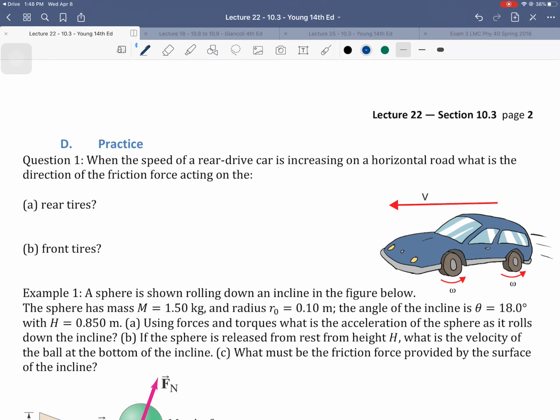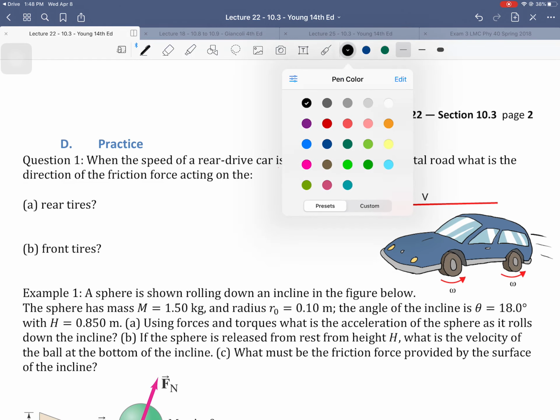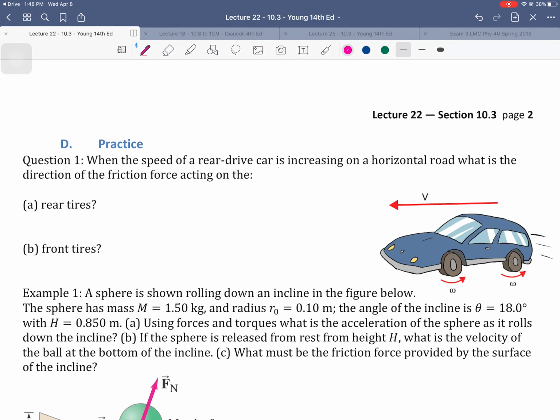So here we have a car that is increasing. Let me read the whole thing. When the speed of a rear drive car is increasing on a horizontal road, what is the direction of the friction force acting on the rear tires and the front tires? So you might intuitively say, oh, well, of course they're going to be the same. We can't have friction operating in opposite directions. But in fact, we do have friction operating in opposite directions because the friction is doing different things on the different set of tires. Because this is not a four-wheel drive vehicle. The tires in the front are passive, okay? Well, so what does that mean? What's the consequence of that?